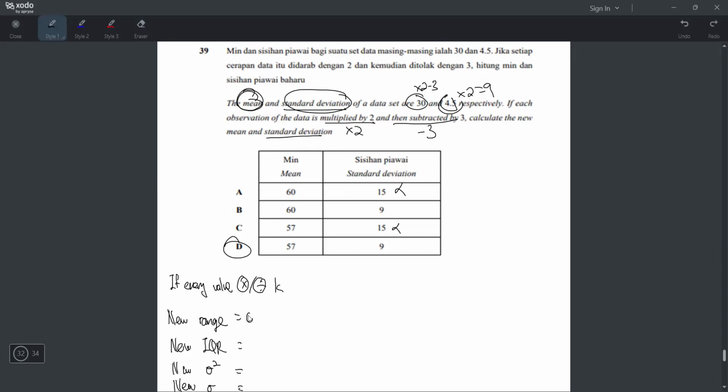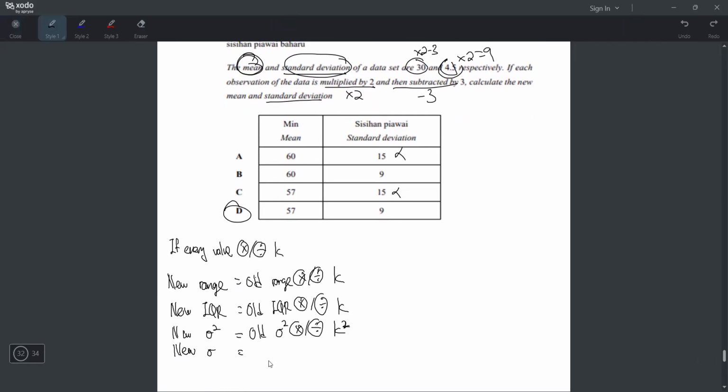Okay, the formula will be take the old range times or divide, depending on the question, by K, right? And then for the new interquartile range, just take the old interquartile range, same thing, times or divide by K. And then for variance, it will be take the old variance times or divide by K square. This one is special. For variance, it is squared. And then the new standard deviation is take the old standard deviation times or divide, depending on the question, by K.